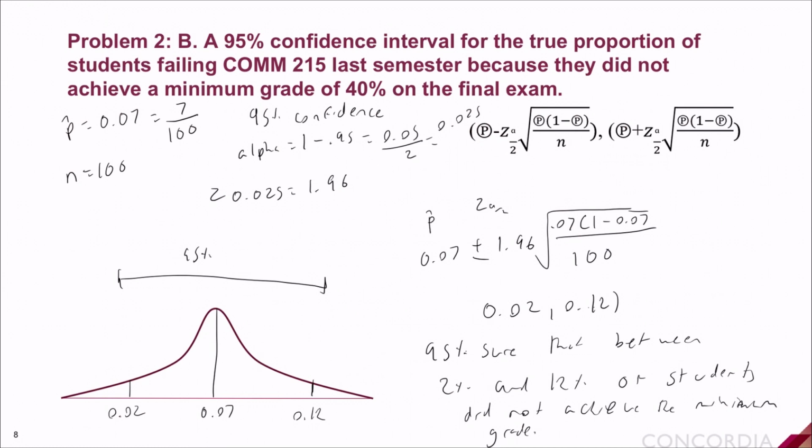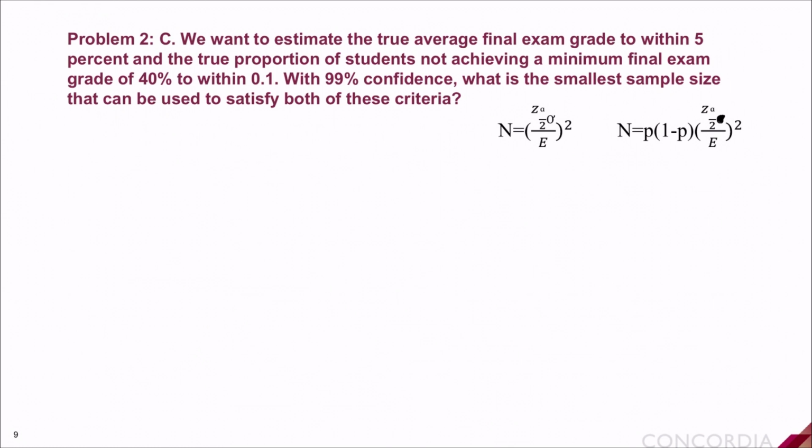Let us move on to problem 2C. We want to estimate the true average final exam grade to within 5% and the true proportion of students not achieving a minimum final grade of 40% to within 0.1. With 99% confidence, what is the smallest sample size that can be used to satisfy both criteria? Let's begin by highlighting the information they give us. They tell us that the final exam grade has to be within 5%, and the true proportion has to be within 0.1. And they also give us the confidence level of 99%.